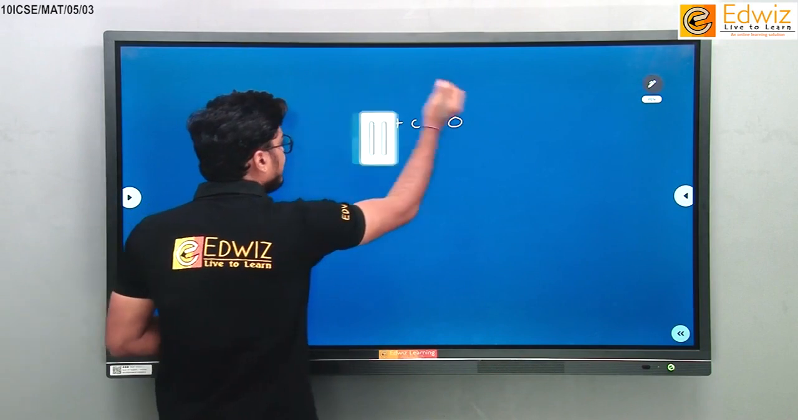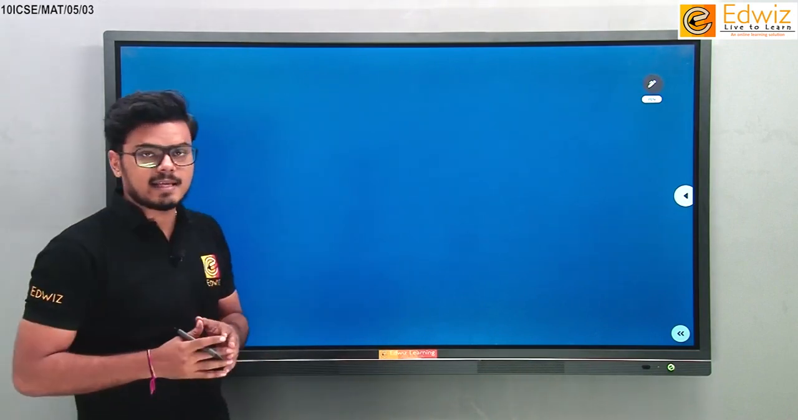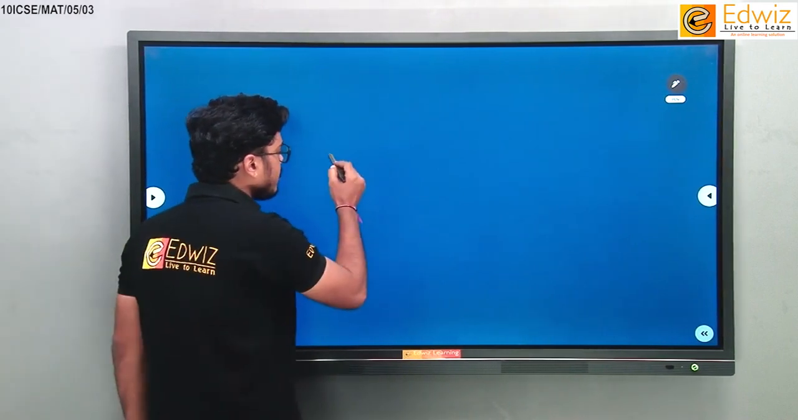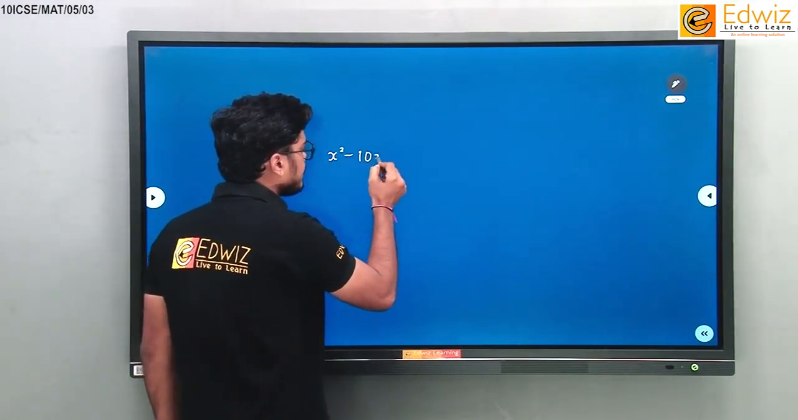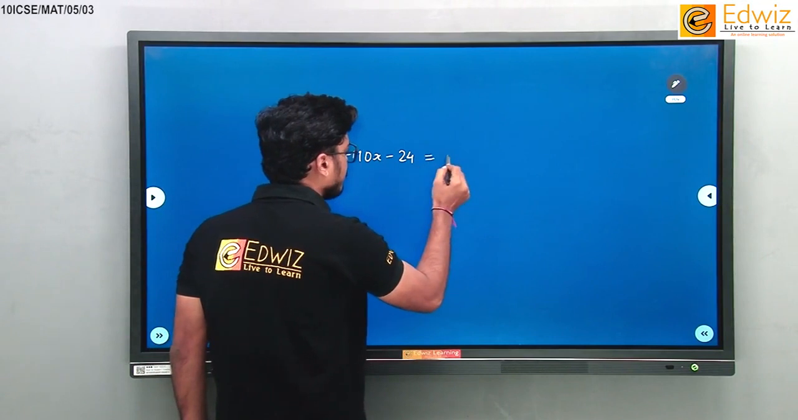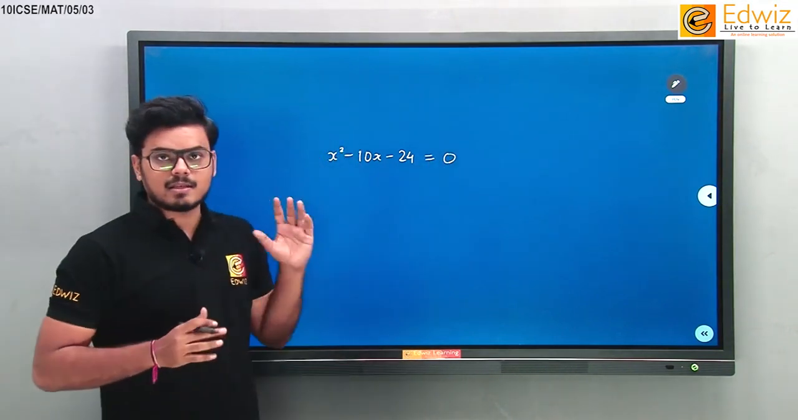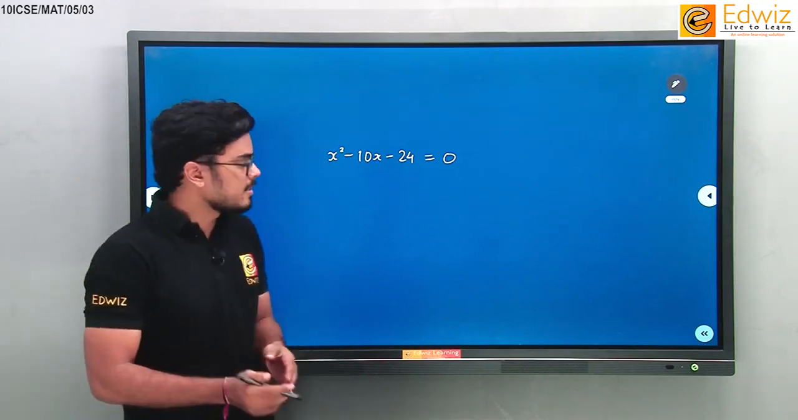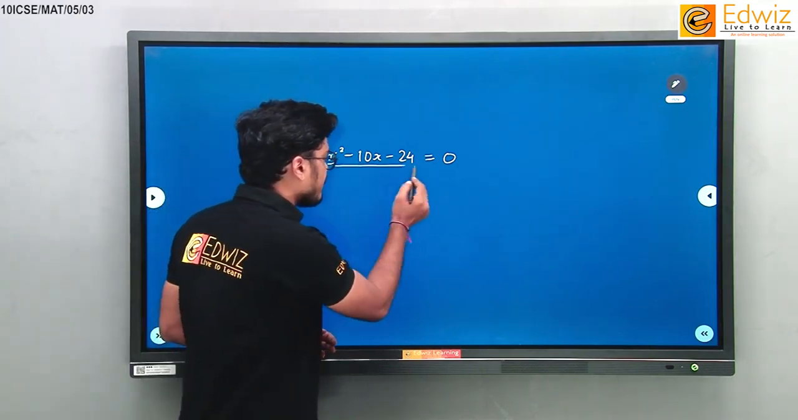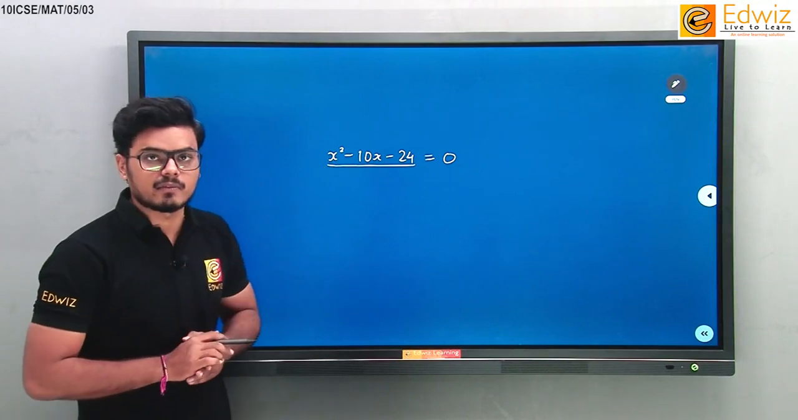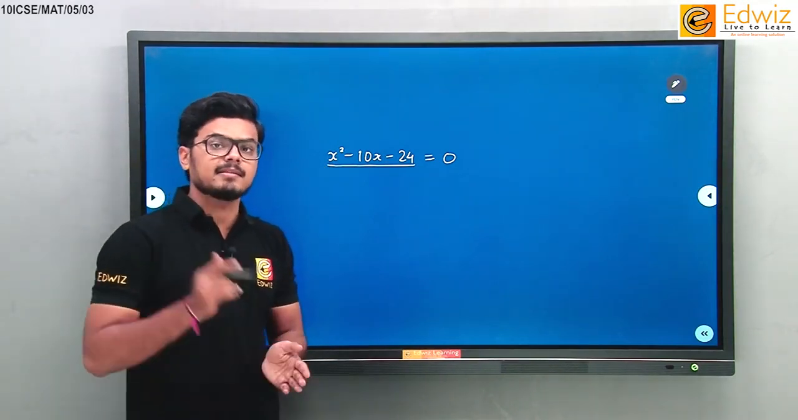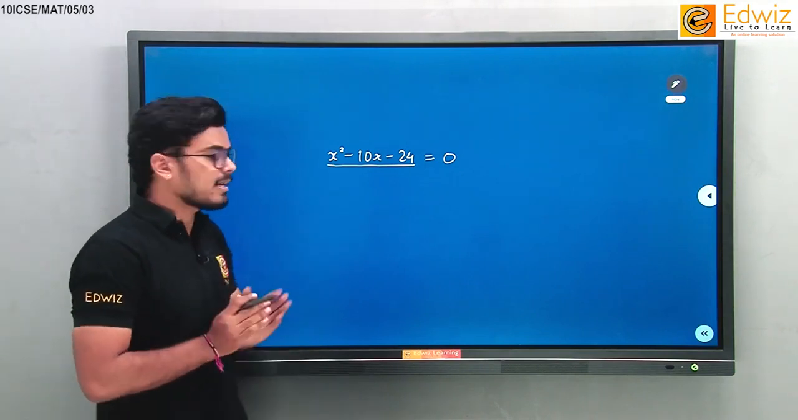For that, I will take an example. Let's take an example of a quadratic equation. Let us say x square minus 10x minus 24 equal to 0. Okay, this is a quadratic equation. We have to solve it using factorization. As the name suggests, all we are going to do here is factorize the left hand side of the equation. You already know how to factorize trinomials. You have been studying it since your 8th standard. So let us factorize this.